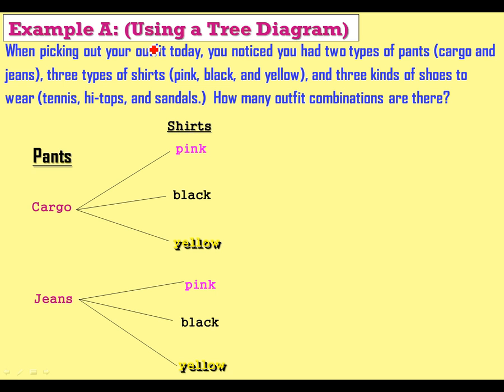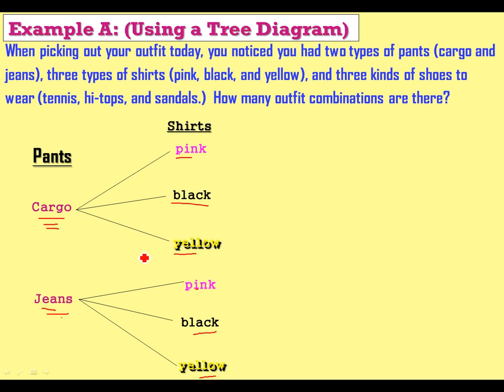So here's your combination so far. So far you can wear cargo pants with a pink shirt, cargo pants with a black shirt, or cargo pants with a yellow shirt. Same can be said about jeans. Jeans pink, jeans black, or jeans yellow. And we're not even done yet.